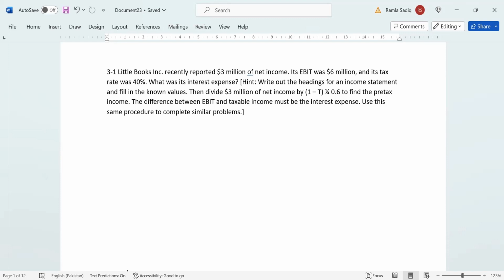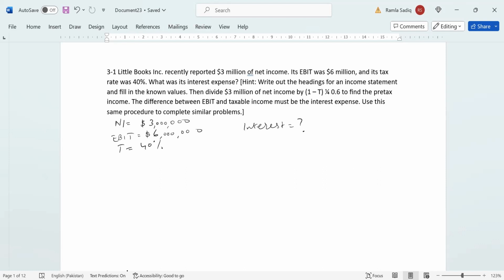Now, they've been kind enough to give us a hint over here. It says, write out the headings for an income statement and fill in the known values, then divide the net income of 3 million by 1 minus the tax rate to find the pre-tax income, etc. We're going to go through this process step by step, so it's a little bit easier. Now, in terms of our known values, we know that net income is equal to $3 million. We know that EBIT is equal to $6 million. And we know that the tax rate is equal to 40%, but we don't know what the interest expense is.